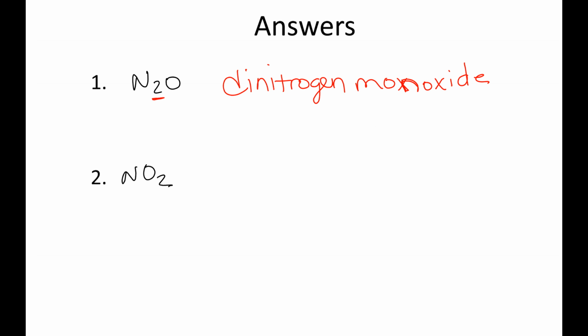Now the second one was NO2. So you should have gotten, since there's one N only, nitrogen. Now remember, we don't put the mono in front because it's the first one. And then there's two oxygens, so it's nitrogen dioxide. Hopefully you got those right.